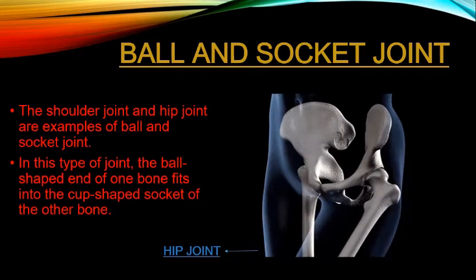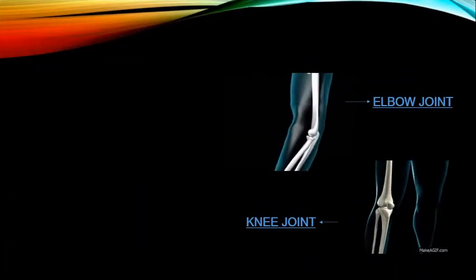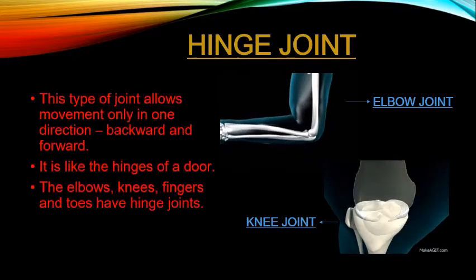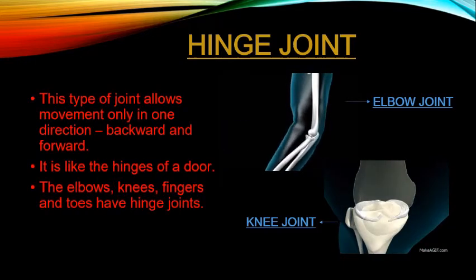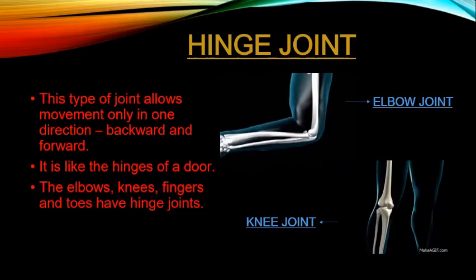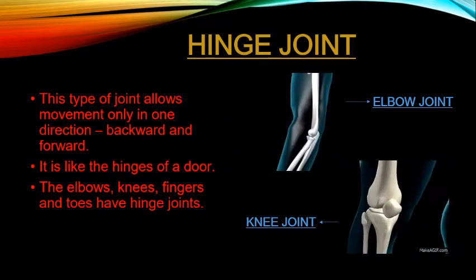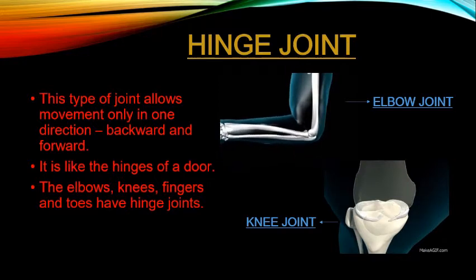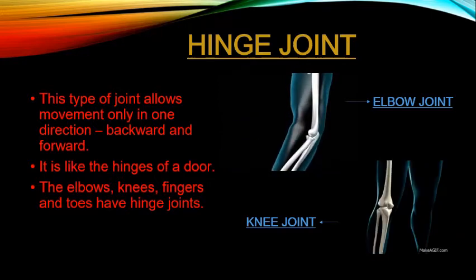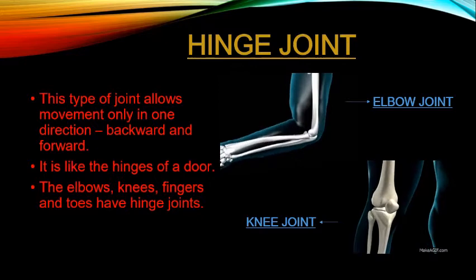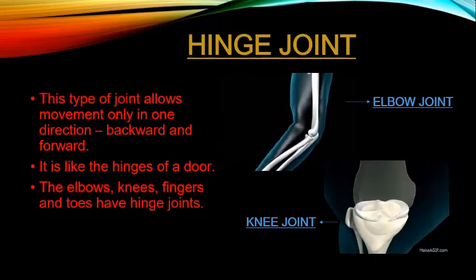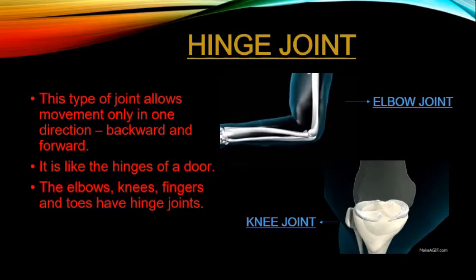Now the second one is hinge joint. This type of joint allows movement in only one direction, that is a backward direction or a forward direction. It is like the hinges of a door, so that is why it is known as hinge joint. The elbow, knees, fingers and toes have a hinge joint.